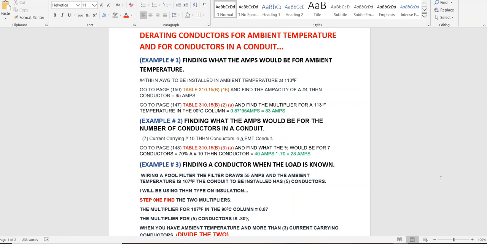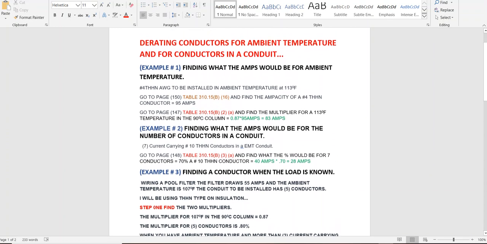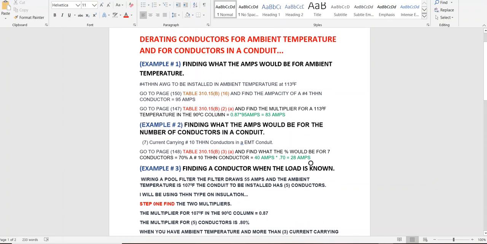Okay guys, I'm gonna show you how to derate a wire, okay? Derating a wire. All right, this is for ambient temperature and for number of conductors in a conduit. All right, first example here, example number 1.